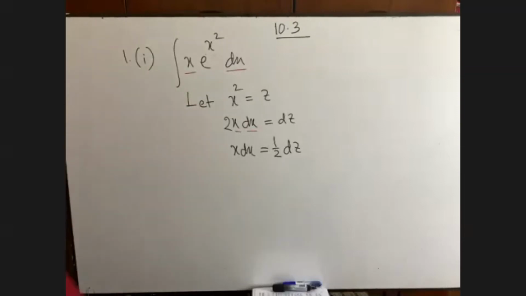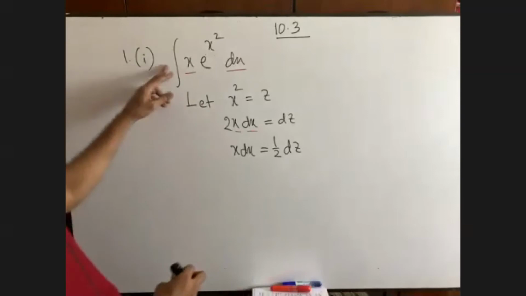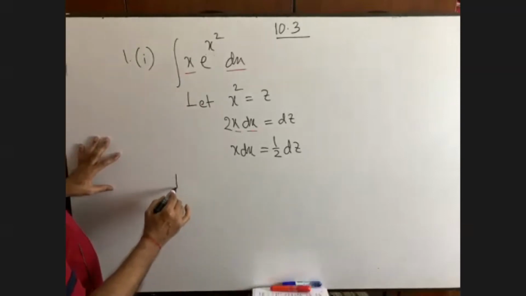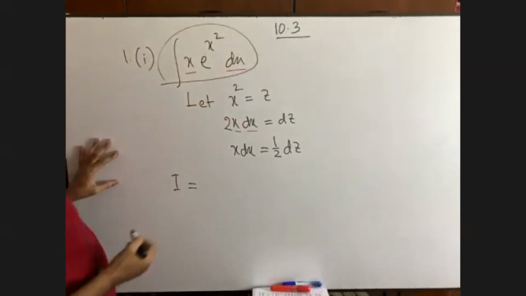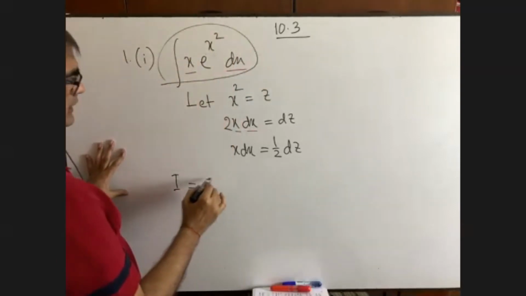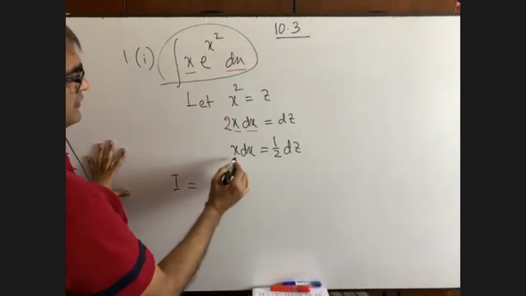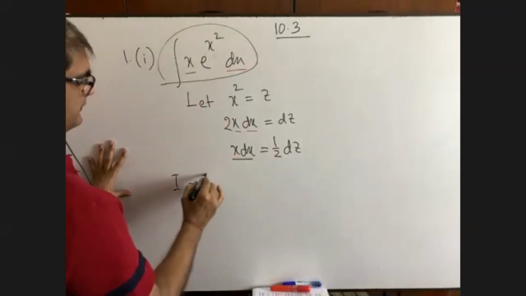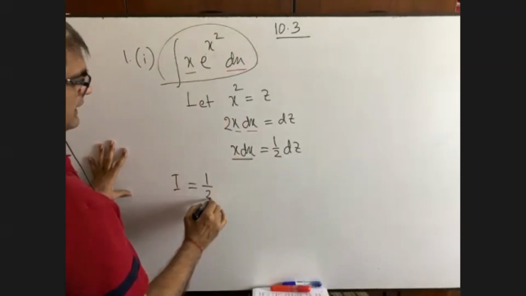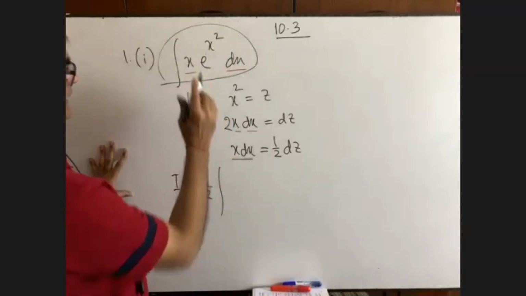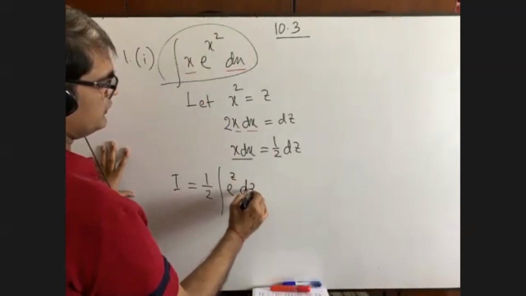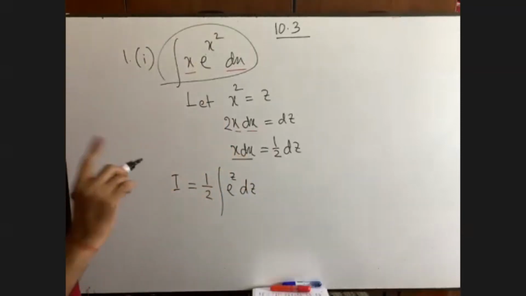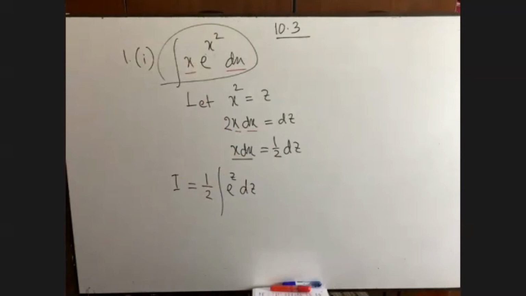So you see, actually it is the integration. So by I, we are expressing the given part. I equals what? This is half, x dx means half. Okay, half e to the power z dz. Do you agree with me?